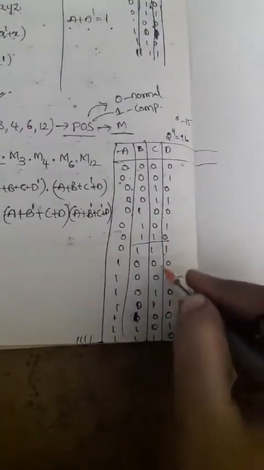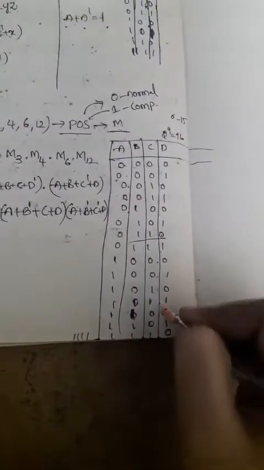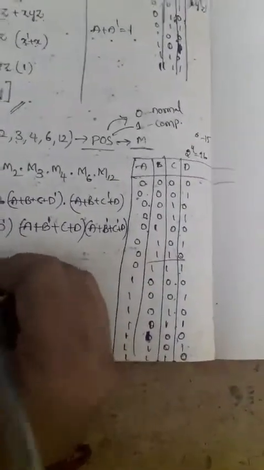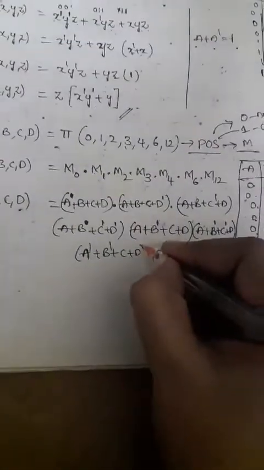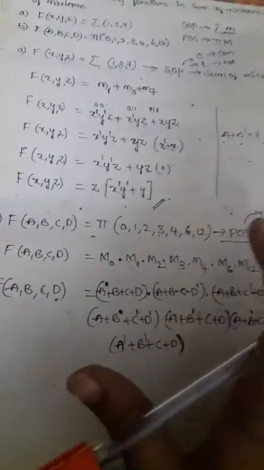So now coming to m12. 6, 7, 8, 9, 10, 11, 12. So that means 1100: a complement plus b complement plus c plus d. So these are the terms we are getting. Okay, so this is the expression for this function.